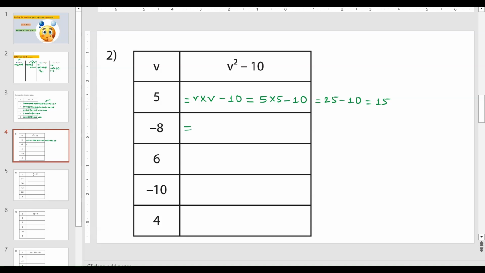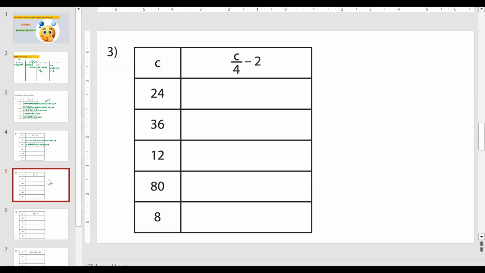Now when we have v equal to minus 8, let's see. Minus 8 times minus 8, we have put the value of v, minus 8 and minus 8, and minus 10 is from the expression. So minus 8 times minus 8 is plus 64, and minus 10 is from the question. 64 minus 10 is 54. Similarly, the remaining 3, please do it yourself. I hope you can do it.